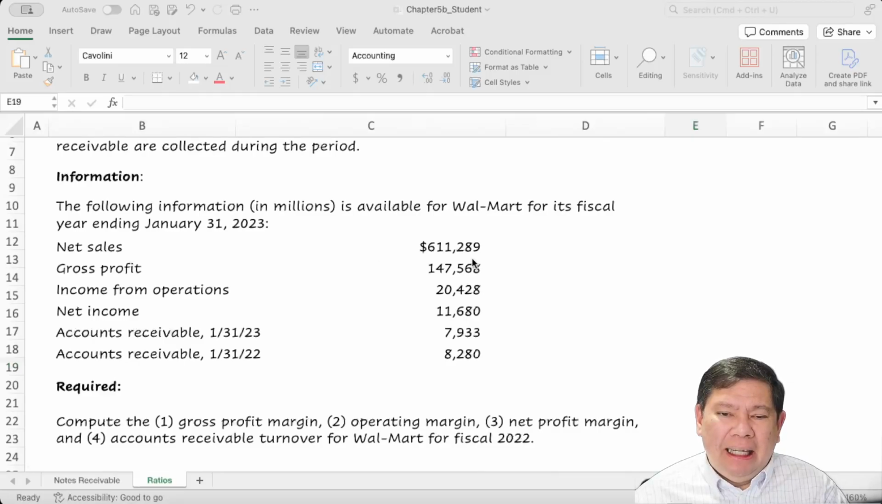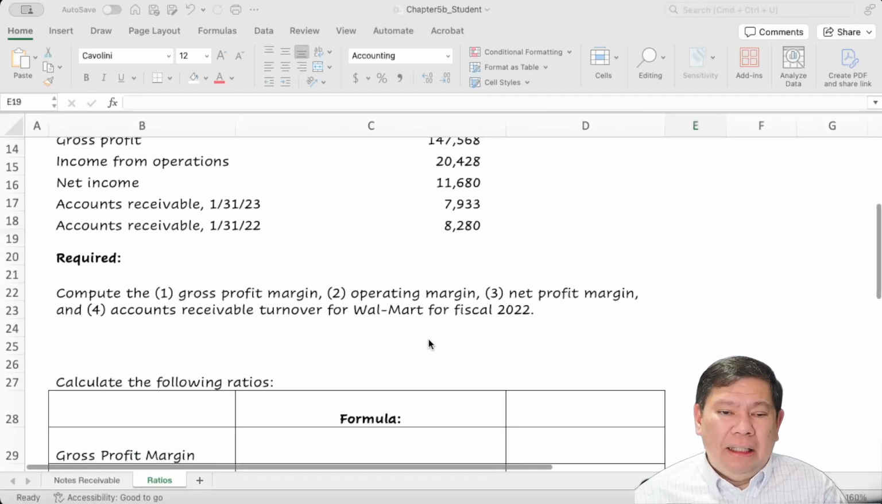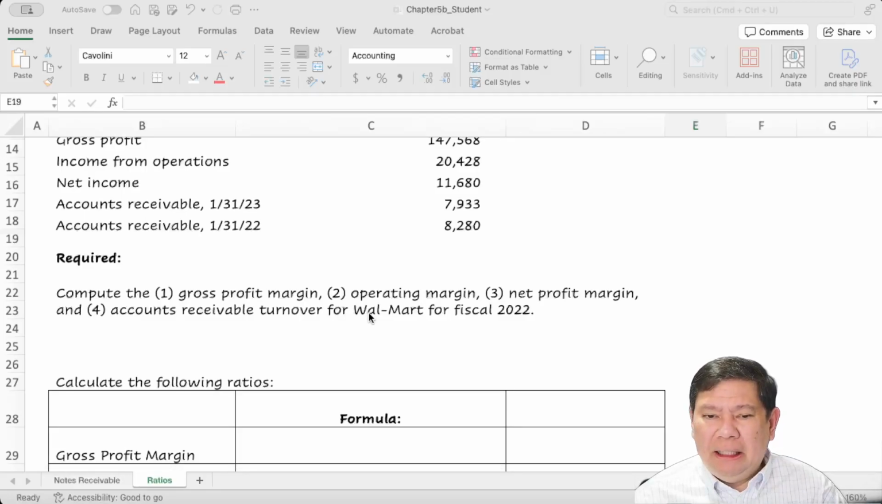It shows the net sales of 611,289, gross profit 147,568, income from operations 2428, net income 11,680, and beginning and ending accounts receivables of 8,280 and $7,933 respectively. Okay, so we're going to calculate the gross profit margin, operating margin, net profit margin, and accounts receivable turnover for Walmart for that year.